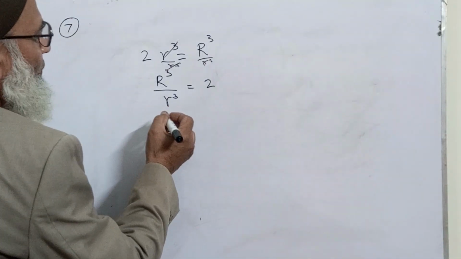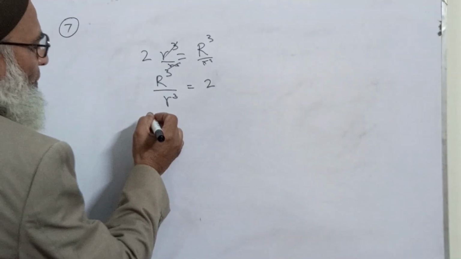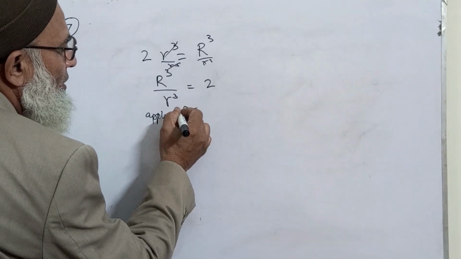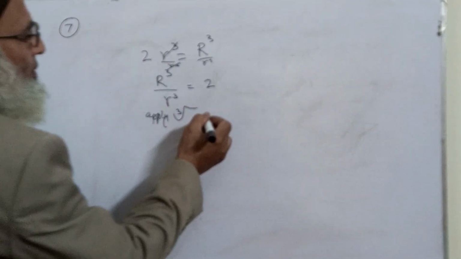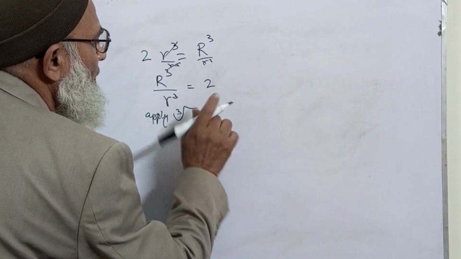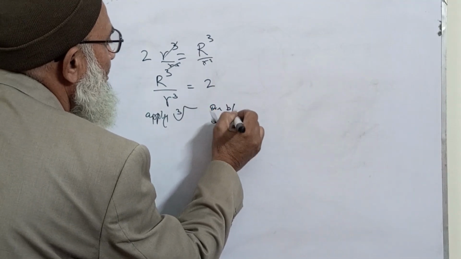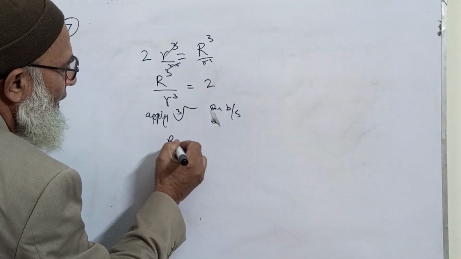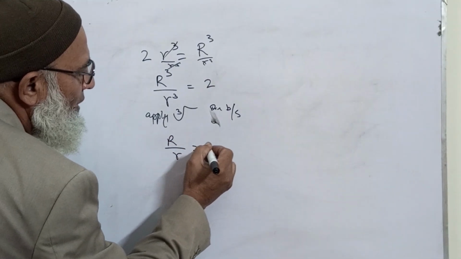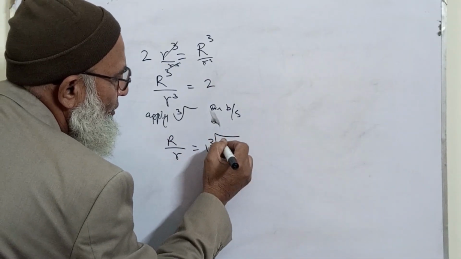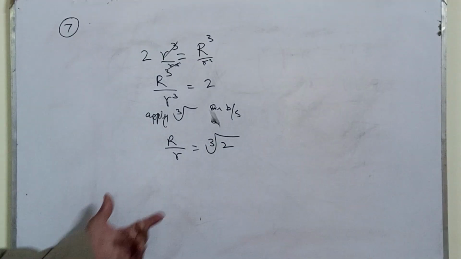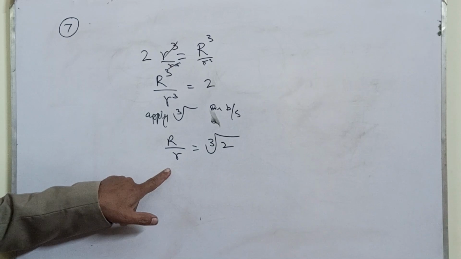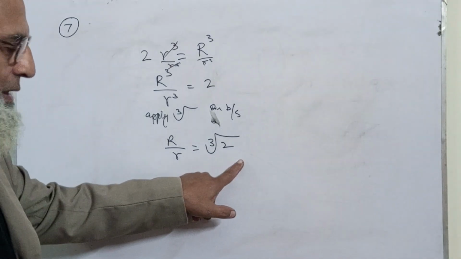Now what will we have to do? We'll apply the cube root on both sides. Now this will be equal to R divided by r, that is equal to cube root of 2. So this is the relation between capital R and smaller r, and the answer is this.